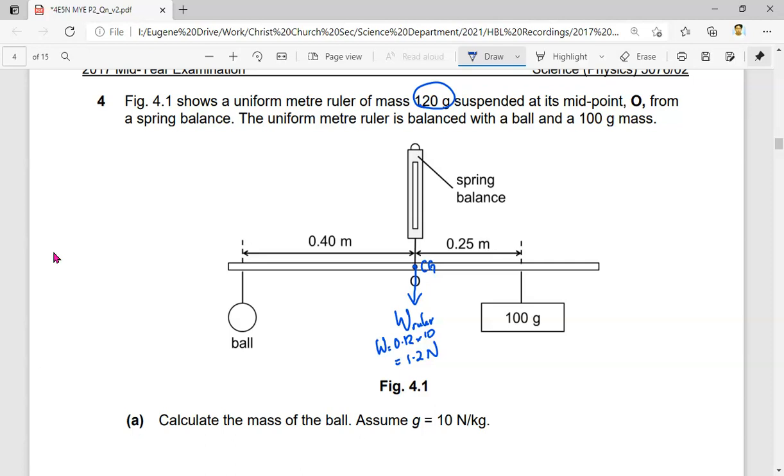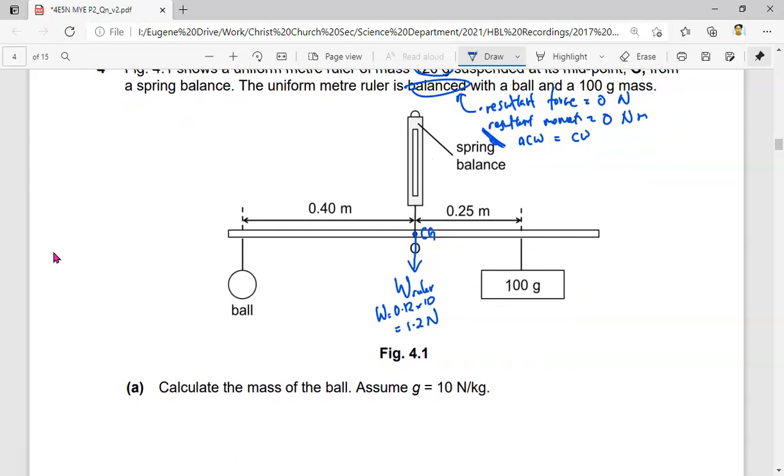The uniform ruler, meter rule, is balanced with a ball, so it's balanced. That means what I know is that the resultant force is 0. The other thing I also know is that the resultant moment equals 0 Newton meter. Now, when the resultant moment equals 0 Newton meter, it means that the sum of all the anticlockwise moments must be equal to the sum of all the clockwise moments about the same pivot.